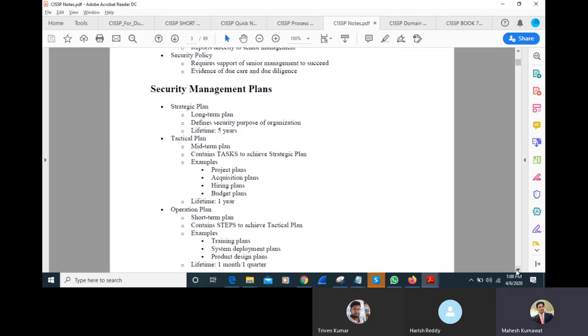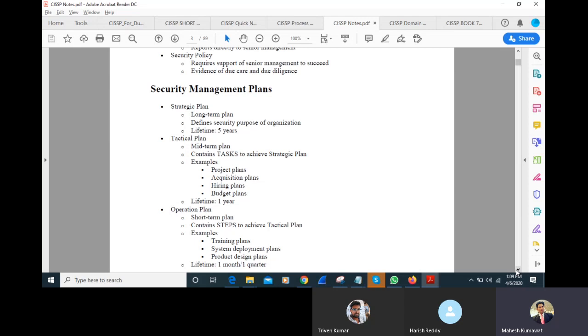As we're talking about security management plans, what type of plans are required? We have strategic plans, technical plans, and operational plans. Strategic plans are long-term plans. Suppose you are planning IT security for the next 5 years. What do you think about the next 5 years? What type of security requirements? What sort of things will be applicable in the company? That is a strategic plan.